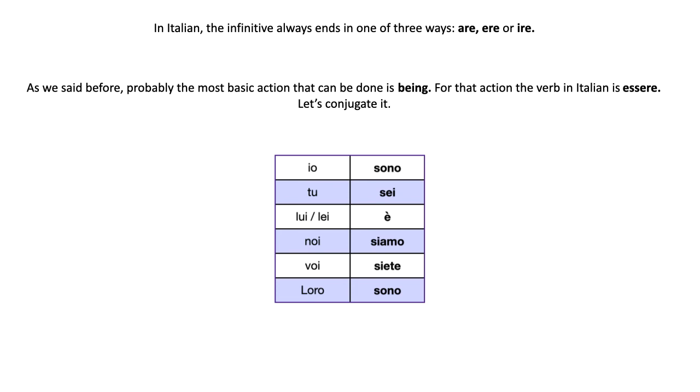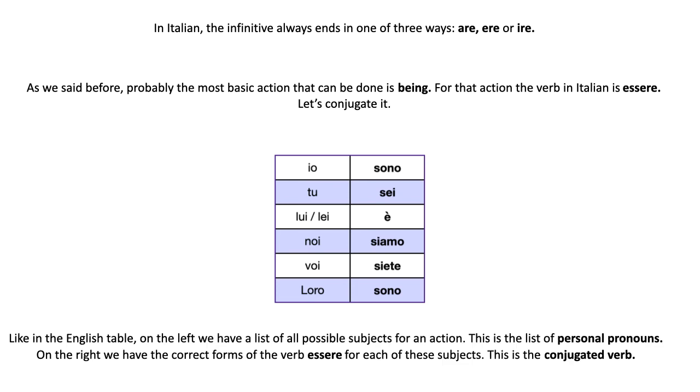What does this mean, though? What are we doing here? Don't freak out. We're doing the exact same thing that we did in English. We're taking the verb to be and we're conjugating it, right? So on the left, we have a list of all possible subjects for an action. It's the list of personal pronouns, and it's in the same order that I gave you the English one. So what does io mean? It means I. Io means I. Tu, what does tu mean? You.